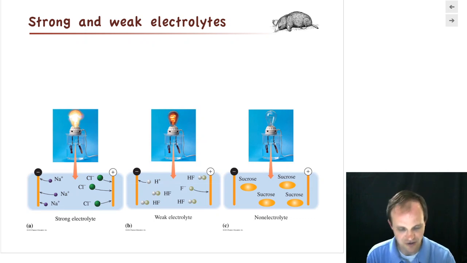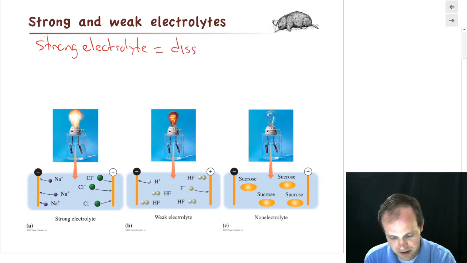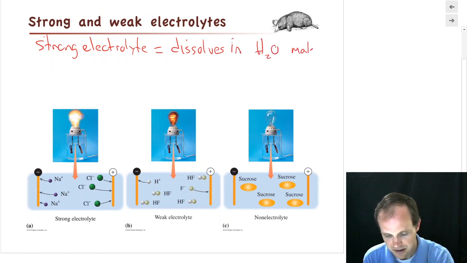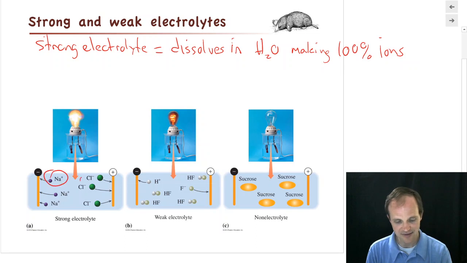A strong electrolyte is one that dissolves in water, making 100% ions. And those are things that we've been talking about so far. Sodium chloride. When you put that into water, you stir it up, all of it dissolves. There's sodium ions, chloride ions. There's no sodium chloride left in water. And that would be what was considered a strong electrolyte. And as you can imagine, a strong electrolyte can conduct electricity really well, because there's lots of ions available in a strong electrolyte to move around and conduct that electricity.